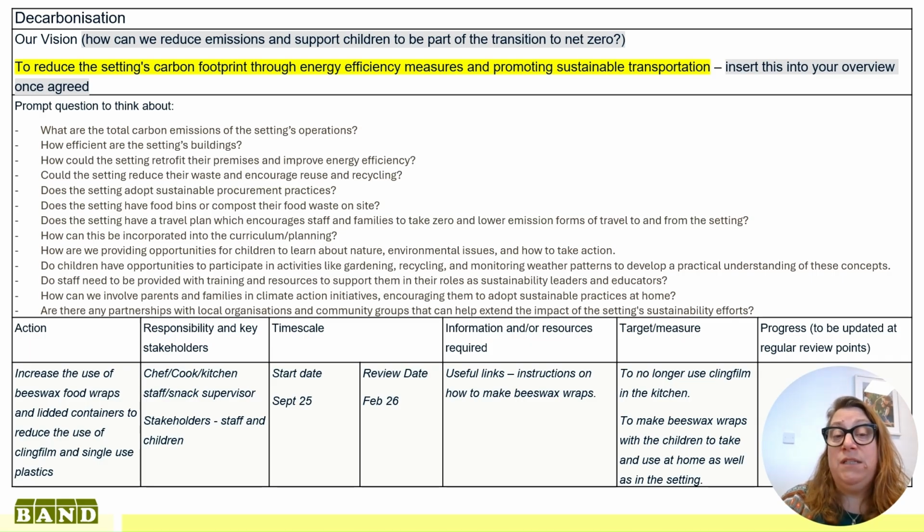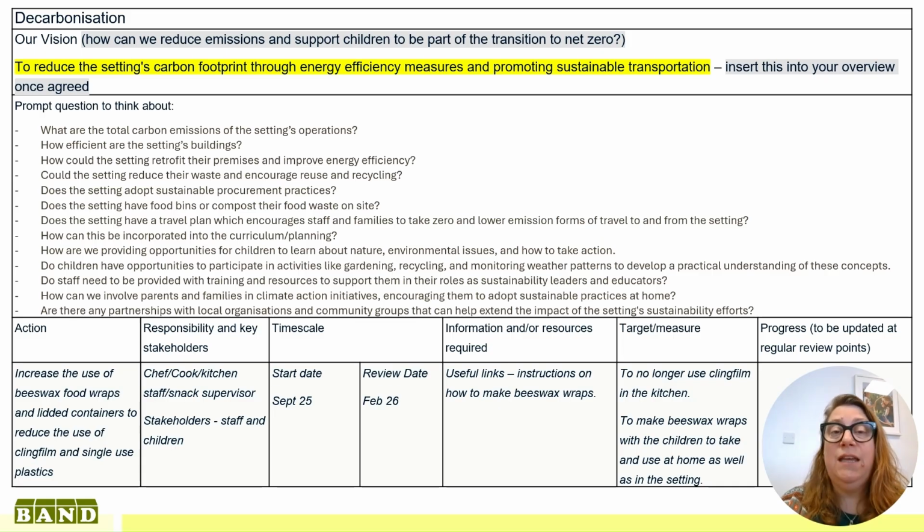This is what we're going to be doing in our setting, and we have a climate action plan that underpins that vision and explains how we're going to achieve that, which we have a sustainability lead for, and they're the person that's going to be monitoring our progress towards those aspirations, towards those actions, and looking at monitoring of the impact of those actions as well. So it all kind of ties back together in a very cyclical way.